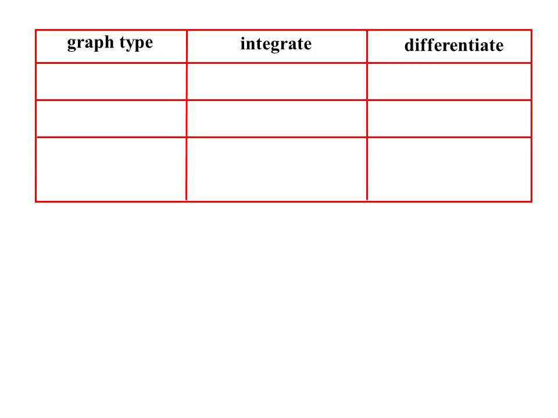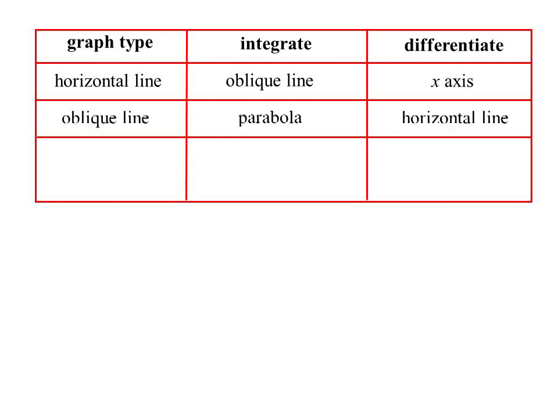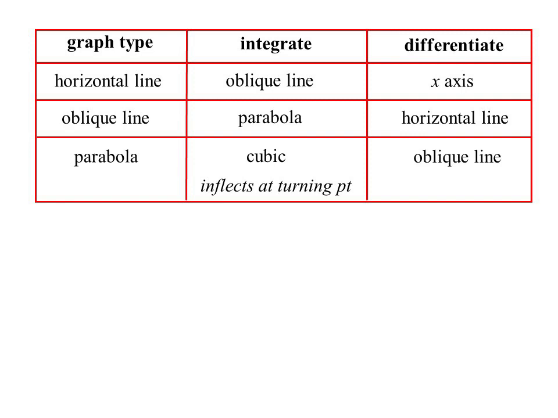What about the type of graph? We might not know the equation, but if we can see it's a horizontal line, we know that when we integrate a horizontal line, we'll get an oblique line, because when you integrate a constant number, you get a constant times x. If you differentiate it, you must end up with the x-axis, because differentiate that constant, you get 0. If it is an oblique line, when we integrate it, we get a parabola. Got to be a quadratic. When we differentiate it, it'll go back to being the horizontal line. If it is a parabola, then when we integrate it, we'll end up with a cubic. And that cubic will inflect at the turning point from what we saw just before. And the oblique line when we differentiate.